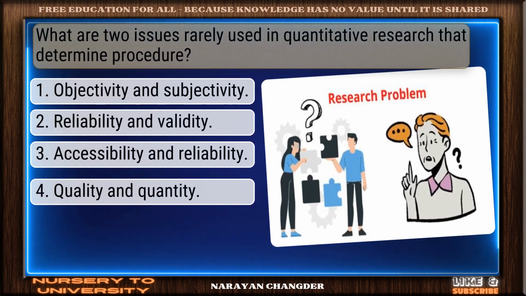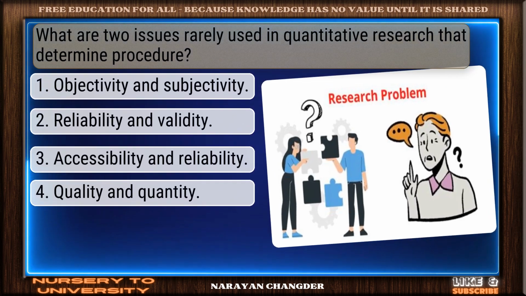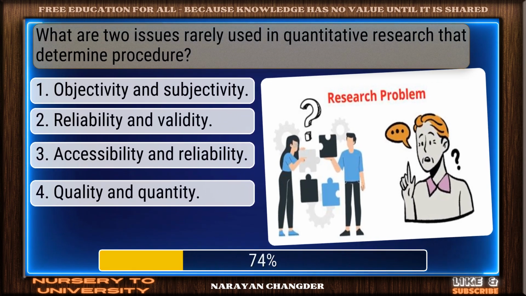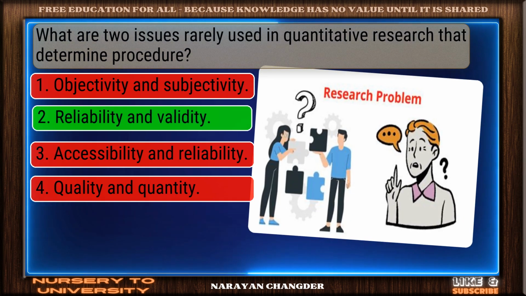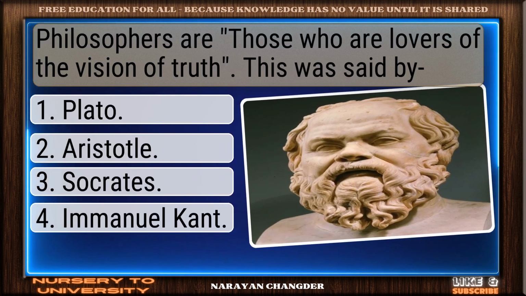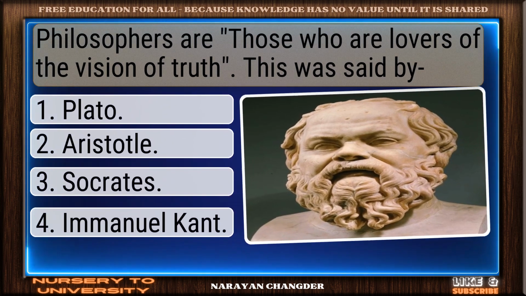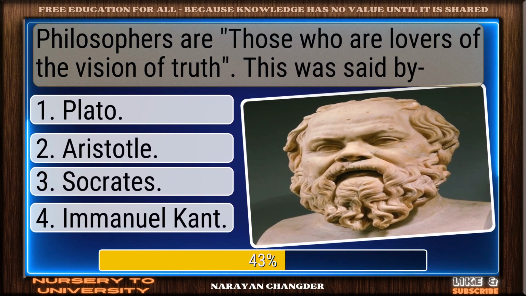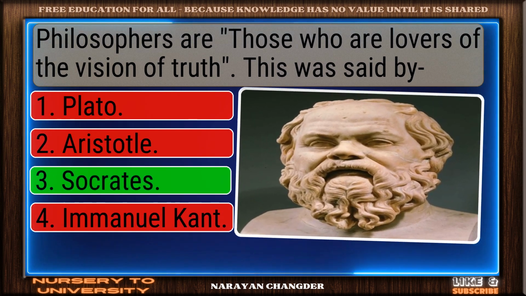What are two issues rarely used in quantitative research that determine procedure? Good job. Your answer reliability and validity works well here. Philosophers are those who are lovers of the vision of truth. This was said by... Perfect. Socrates is the correct choice.